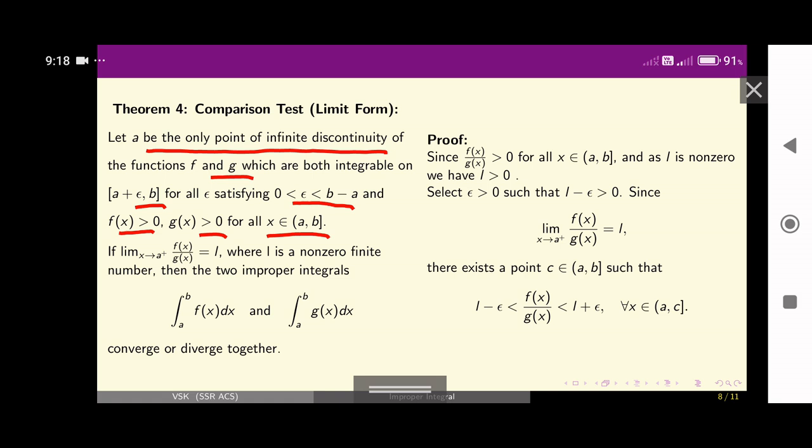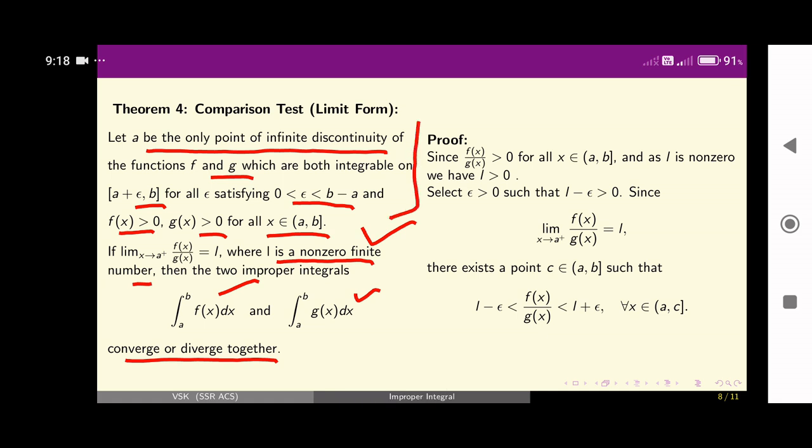Now if the limit as x tends to a+ of f(x)/g(x) is L, where L is a non-zero finite number. This is important: L is a non-zero finite number. Then the two improper integrals, the integral from a to b of f(x) dx and the integral from a to b of g(x) dx, both converge or diverge together. That is, if all these assumptions are satisfied and this limit is a non-zero finite number, then these two improper integrals behave similarly. That is, both diverge or both converge together.